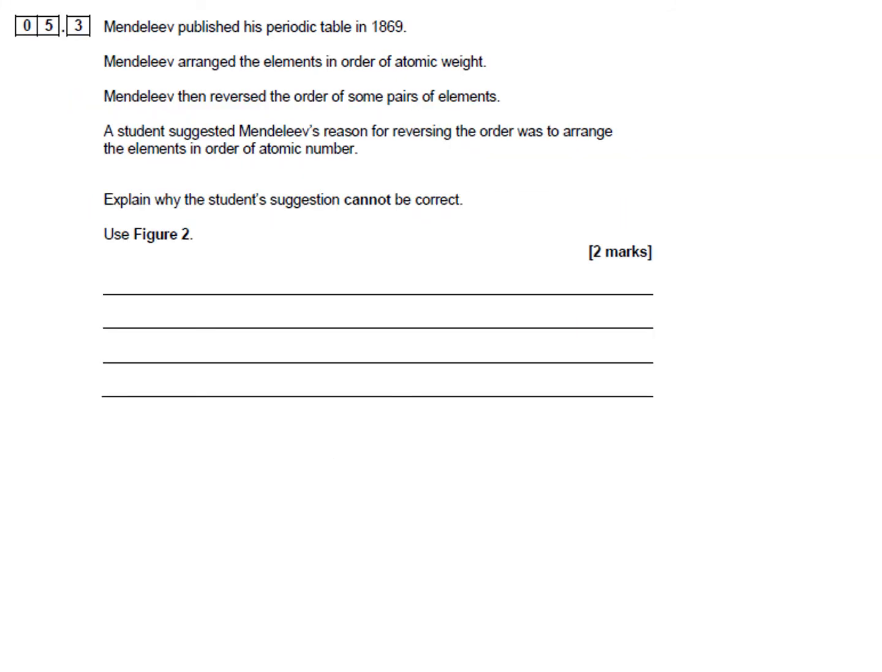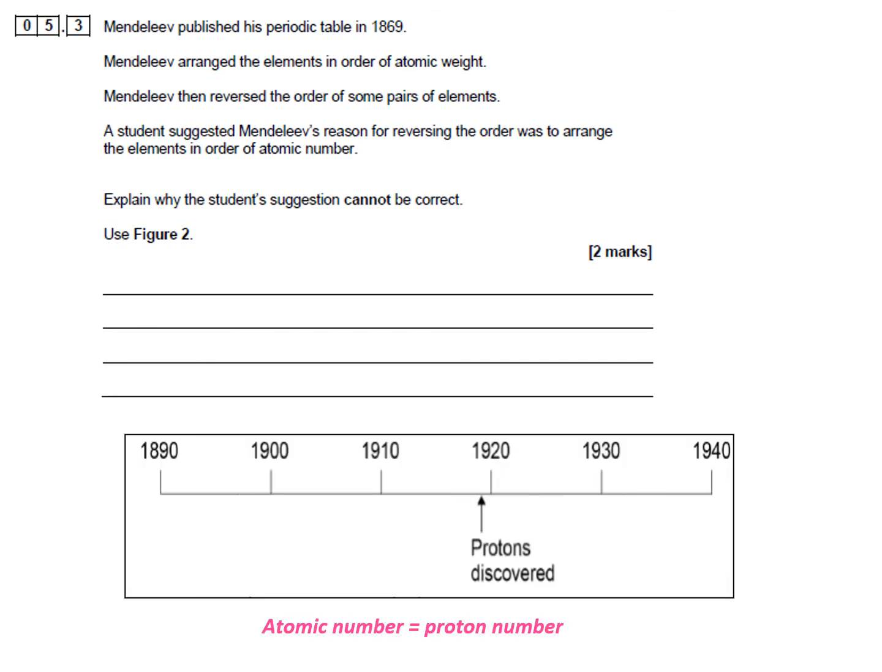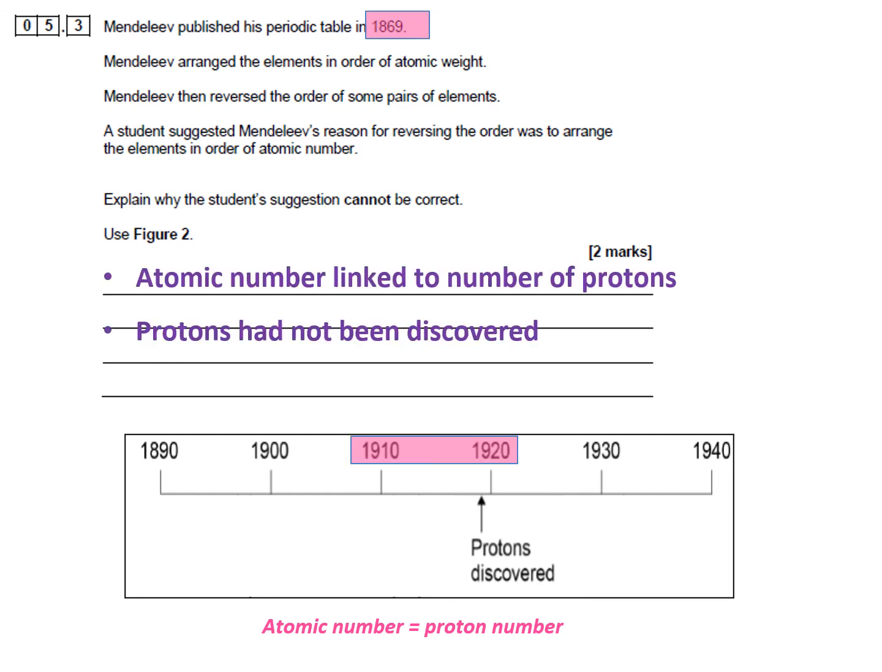Mendeleev published his periodic table in 1869. He arranged the elements in order of atomic weight. Remember atomic weight. And then he reversed some of those pairs of elements. The student suggested Mendeleev's reasoning for reversing the order was to arrange the elements in order of atomic number. Why is that not right? Because atomic number, remember, is the number of protons, and at that point they had no idea that protons existed. So atomic number links to protons. Protons had not yet been discovered, therefore there could not have been any link between those two. And I've heard many pupils, students, refer to that, so make sure you're not one of them.